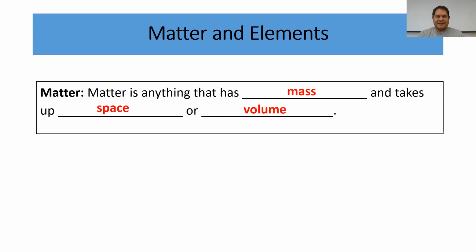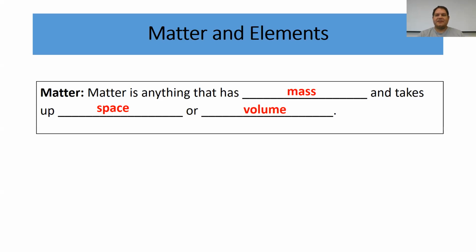So by definition, matter is anything that has mass and takes up space or has volume. Space and volume mean virtually the same thing. So anything that has mass and volume is considered matter.